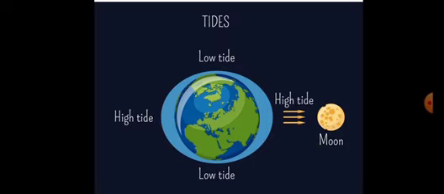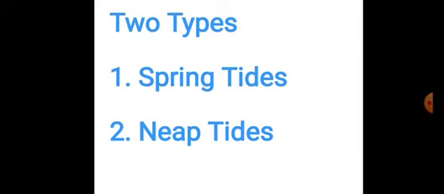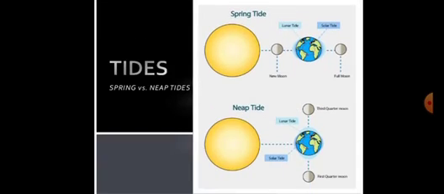Okay, guys? Next, these tides are divided into two types. What are they? The spring tides and neap tides. So, first, what is meant by spring tides? When the sun, moon, and earth are all aligned in the same line, then the collective gravitational pull of the sun and moon on earth's water strengthens to form a high tide, which is known as the spring tide.